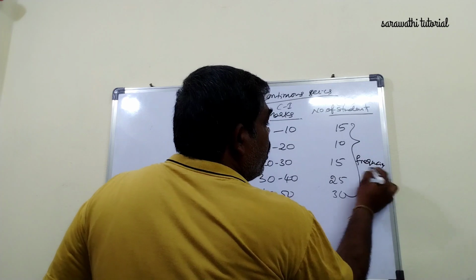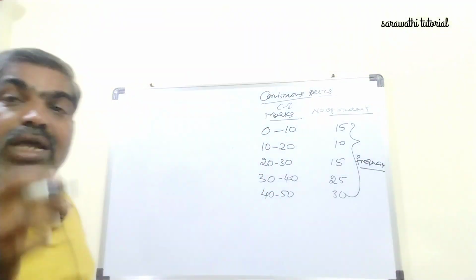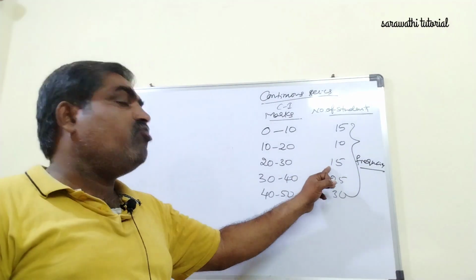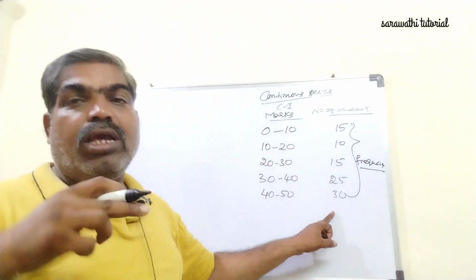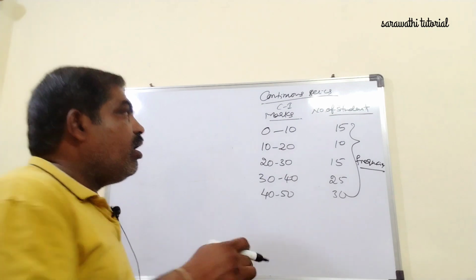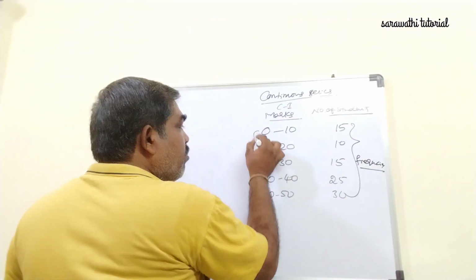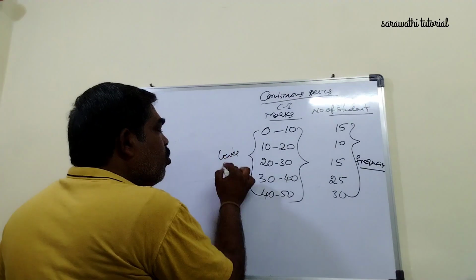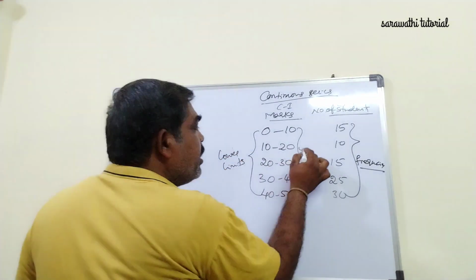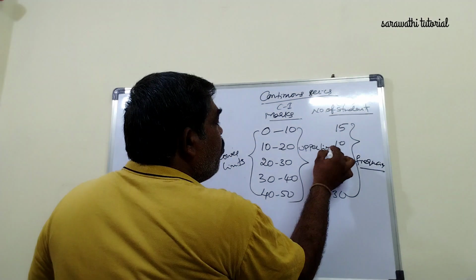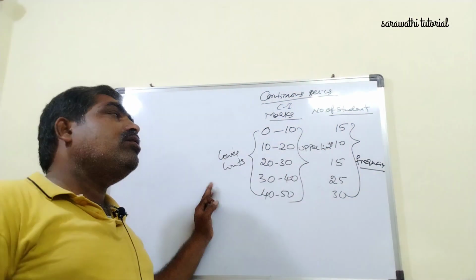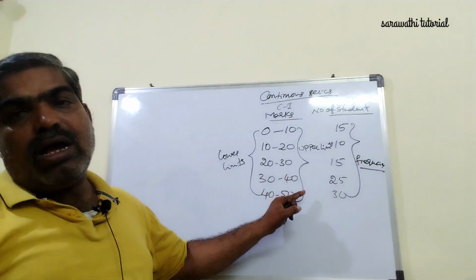Frequency means the observation which is repeated n number of times. It is 15 times, 10 times, 15, 25, 30. These are called frequencies. And if you observe this class interval, these left hand side values are called lower limits and the right hand side values are called upper limits. So under the class interval, a lower limit and an upper limit are required.